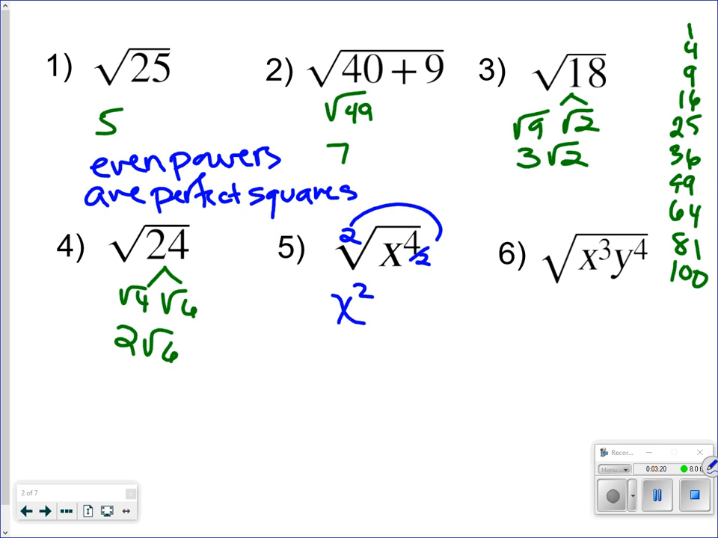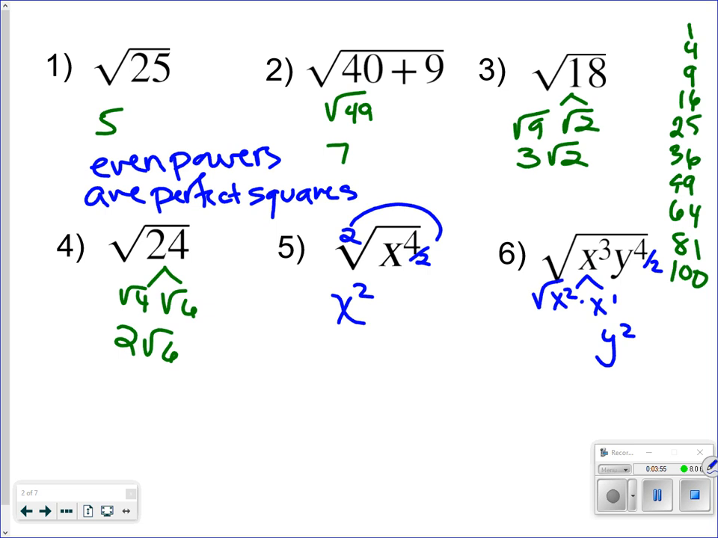Now the next one. Square root of x to the 3rd, y to the 4th. You could do the y term right away. Cut the y in half, and you get y squared. So you know you're going to have that. But x to the 3rd, that's not an even power. That's an odd power. So you're going to have to break apart x to the 3rd. Now the way we break these apart, always do this way. Take the one number less than what you started from. X to the 3rd. One number less than 3 is 2. X to the 2 times x to the 1.